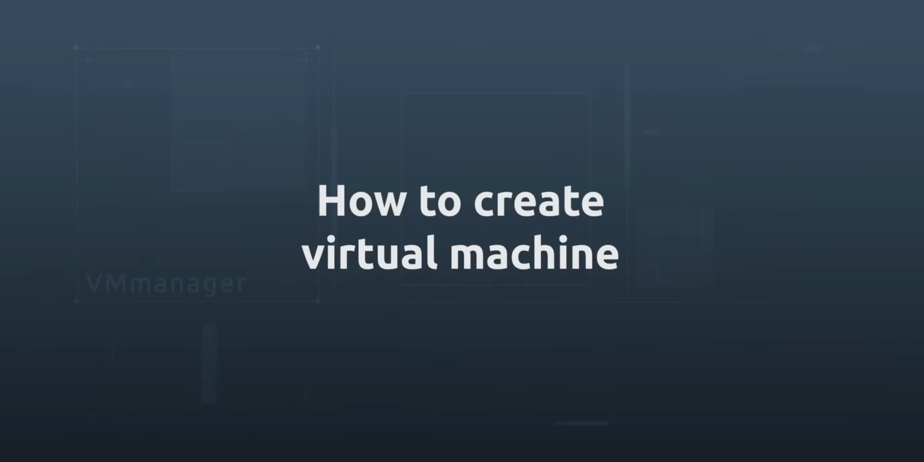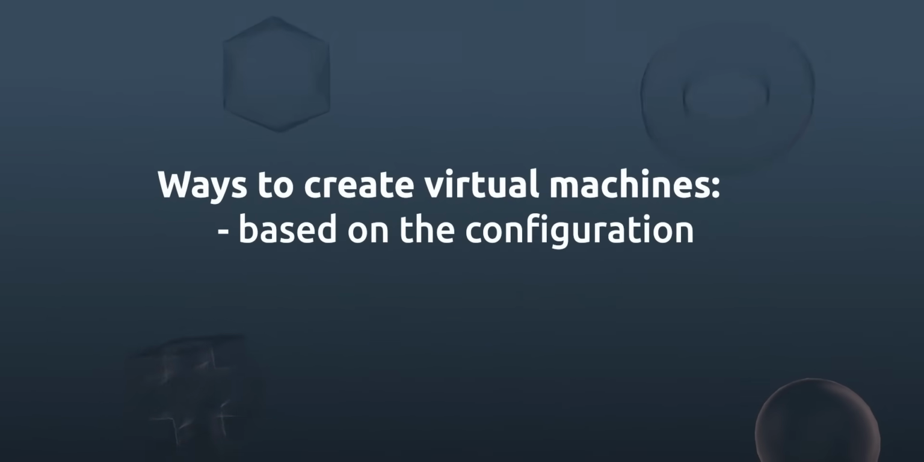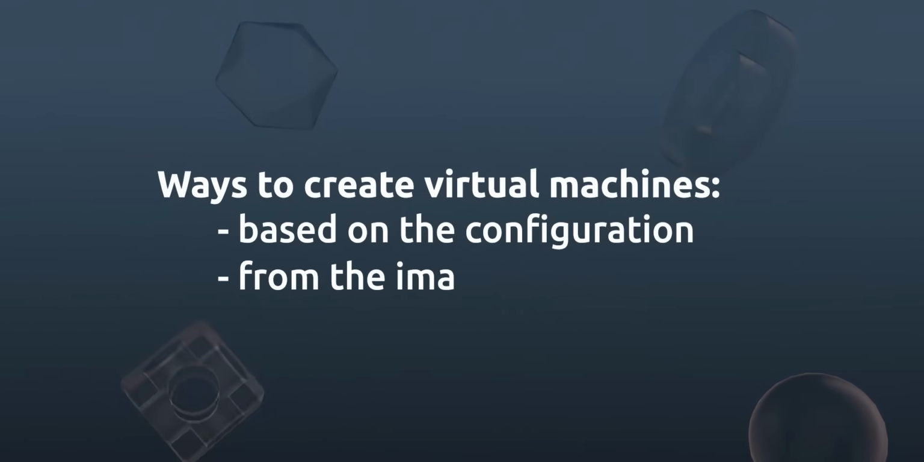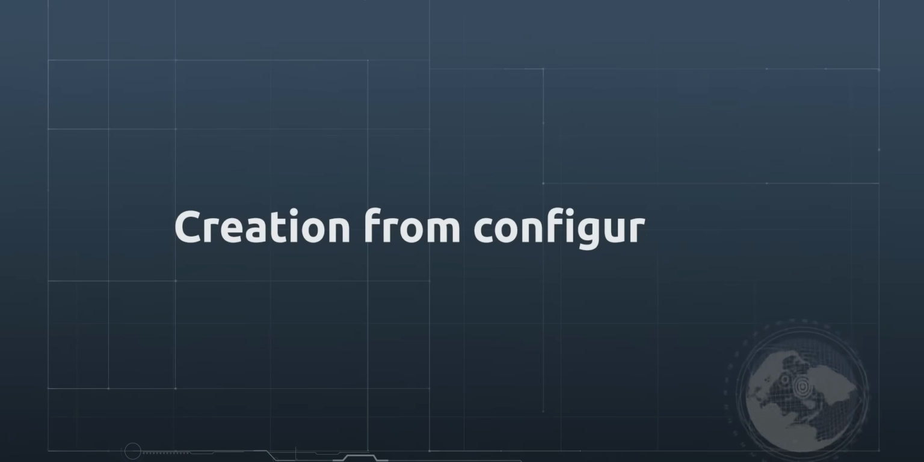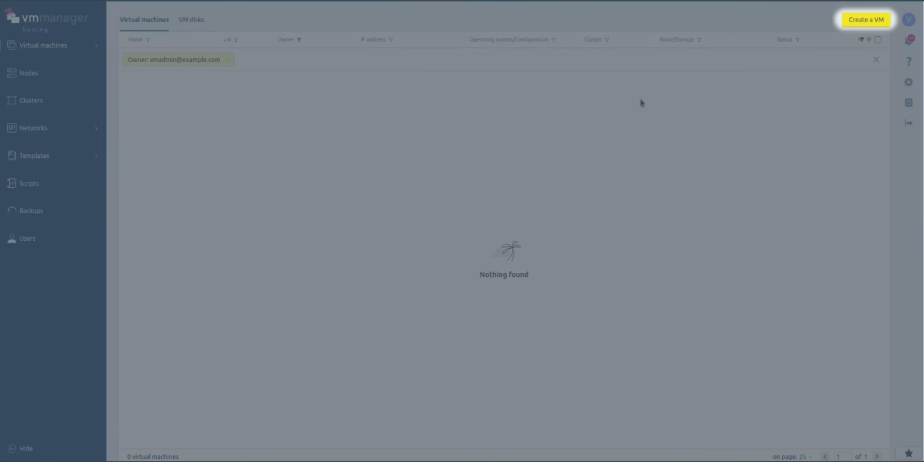In this video, we will show you how to create a virtual machine in the VMmanager platform. A virtual machine is a software system that emulates the operation of a physical server. It can be created based on a recommended configuration, that is, with a list of ready-made settings, or from an image prepared in advance.